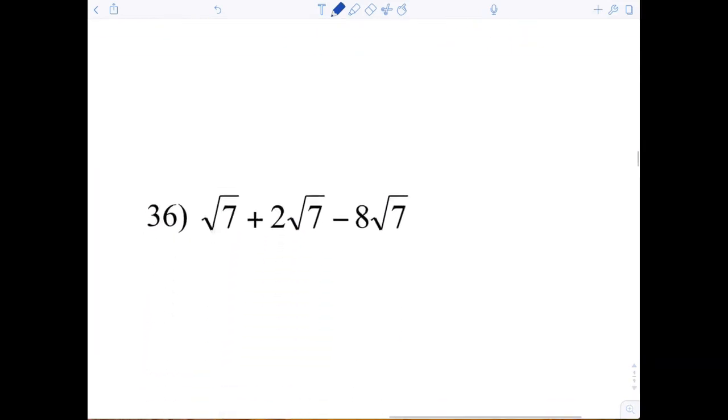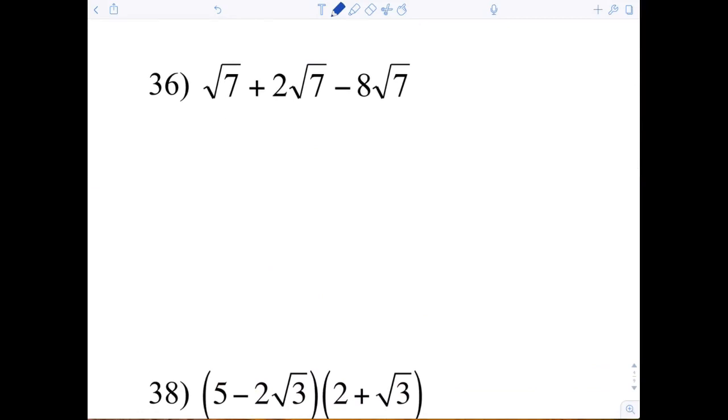All right, here we go. 36, negative 5 radical 7. Everybody okay with that? Don't forget, there's a 1 in front.